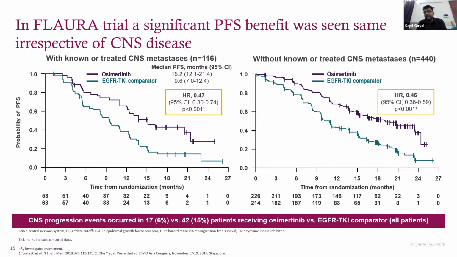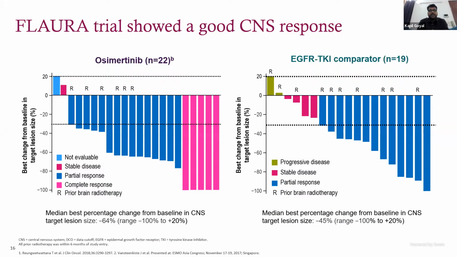which is statistically significant. If we look at the subset who do not have a CNS metastasis at baseline, osimertinib fared well in this population as well, with the EGFR TKI comparator arm having a much lower median PFS, with a hazard ratio of 0.46. CNS progression events occurred in 6% of the patients receiving osimertinib, while they happened in 15% of the patients receiving the EGFR TKI comparator.